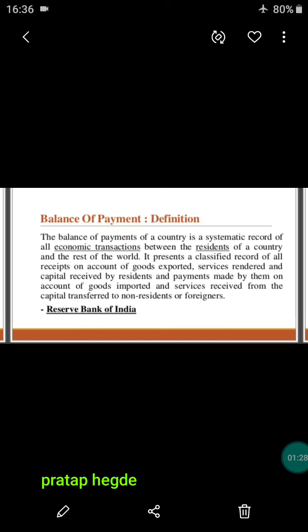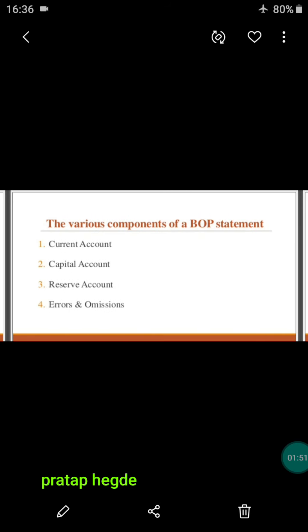It states that the balance of payment is the record of all the transactions of goods, services as well as capital from and into the country. I hope you have understood the difference between balance of trade and balance of payment. Next, we will be moving on to the components of balance of payment.